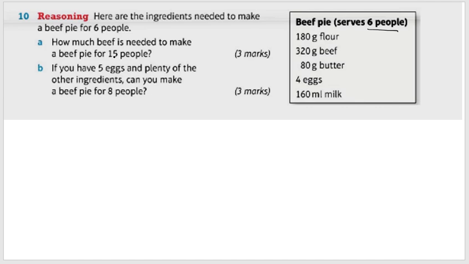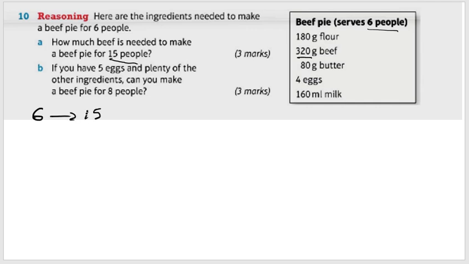So for 15 people, if we want to make it for 15 people instead of 6 people, how much of each component is needed we can calculate, but specifically we are asked how many grams of beef are needed for 15 people. First of all, the number of people is converted from 6 to 15.